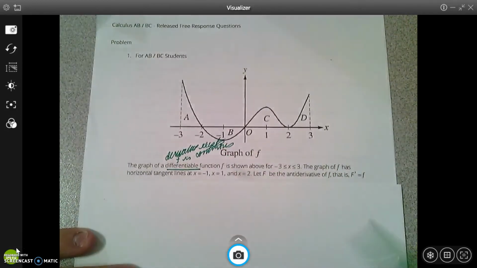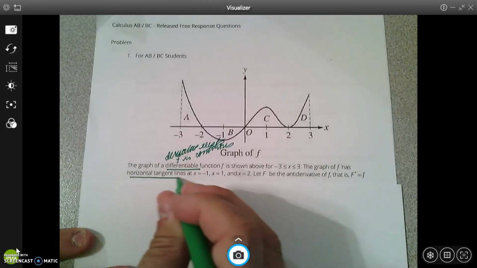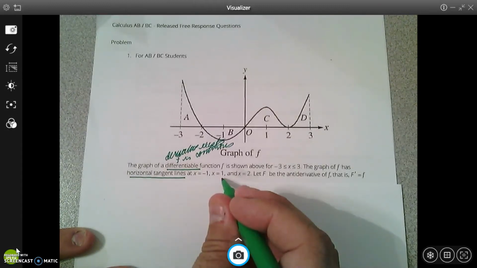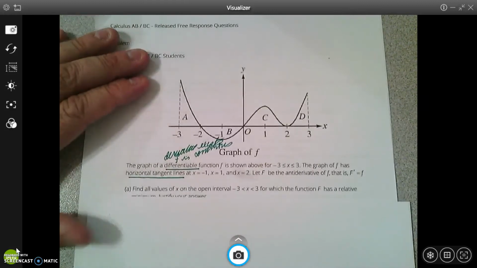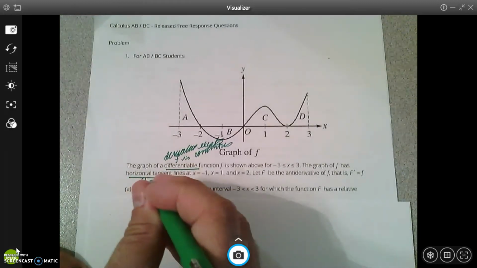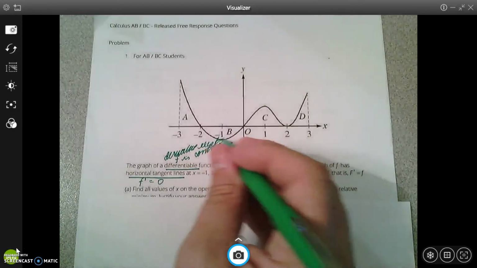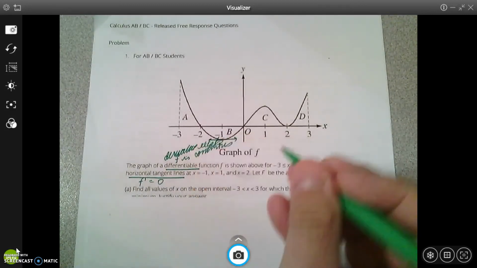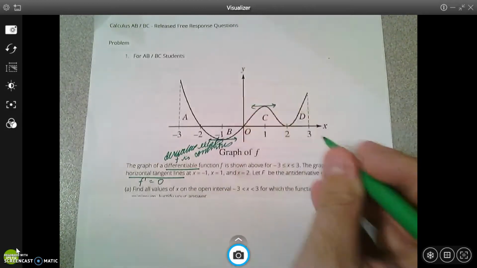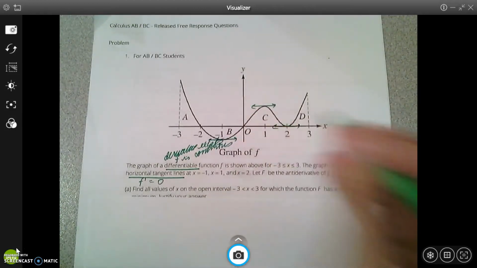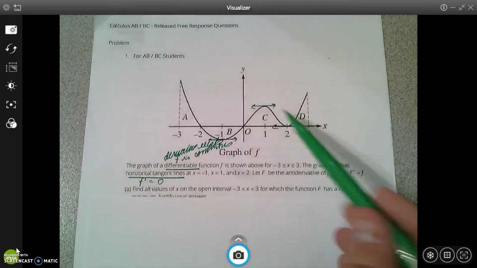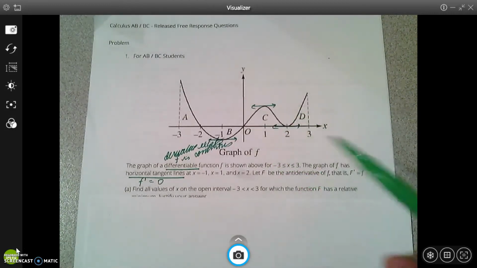The graph of f has horizontal tangent lines at x equals -1, x equals 1, and x equals 2. If you have a horizontal tangent line, that means that your derivative is equal to 0. And I can see from my graph that at x equals -1, at x equals +1, and at x equals 2, if I were to draw in tangent lines, they would indeed be horizontal.